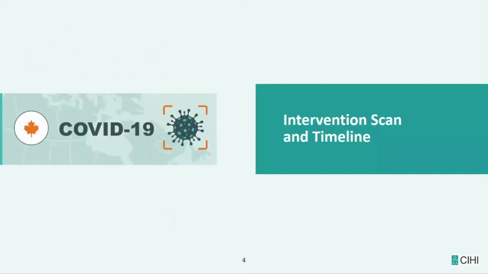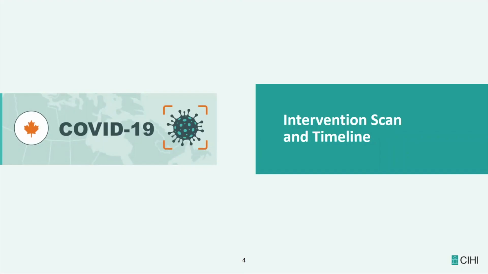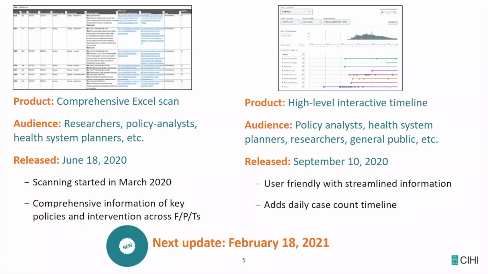As you can imagine, the COVID-19 pandemic brought new priorities and new challenges at CIHI. In March, the pandemic was a rapidly evolving situation, and the different provinces and territories were charting their own courses to reduce infections and to improve health outcomes. To support Canada's COVID-19 response, CIHI began tracking interventions at the provincial, territorial, and federal level, and this resulted in 2 aligned products, our intervention timeline and our intervention scan.